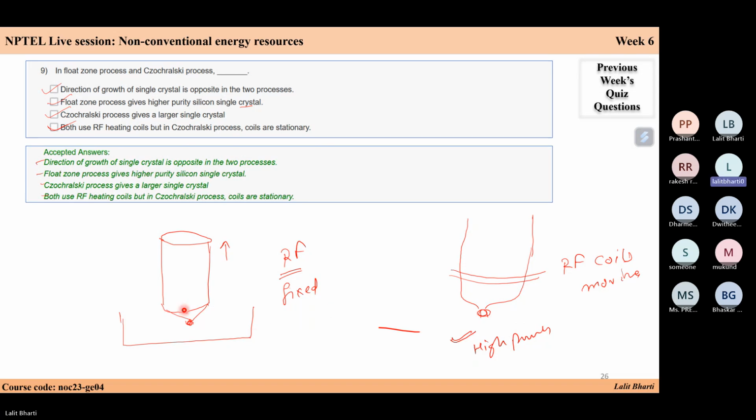They both have the RF coils to heat this area, but in your Czochralski, they are stationary. So your whole container is getting heated, whereas in the float zone your RF coils are moving along with the growth of the single crystalline silicon. So these are higher purity as well as smaller in size compared to the Czochralski process. So we have already discussed this. That's why I'm just keeping it quick.